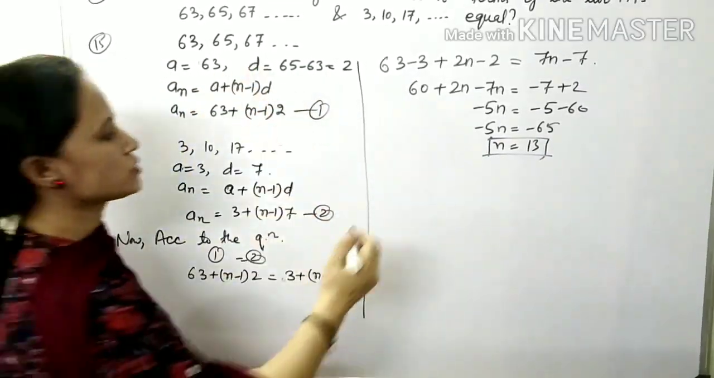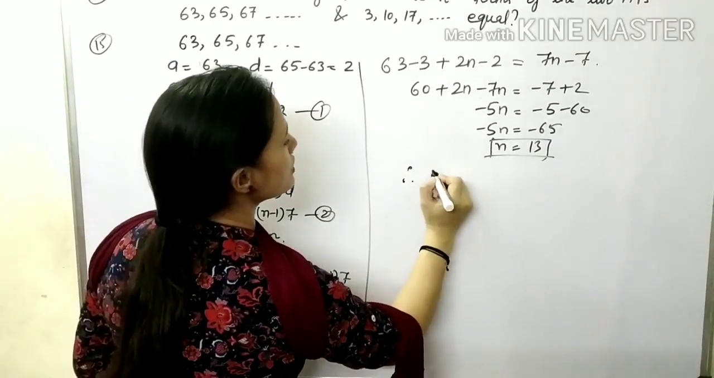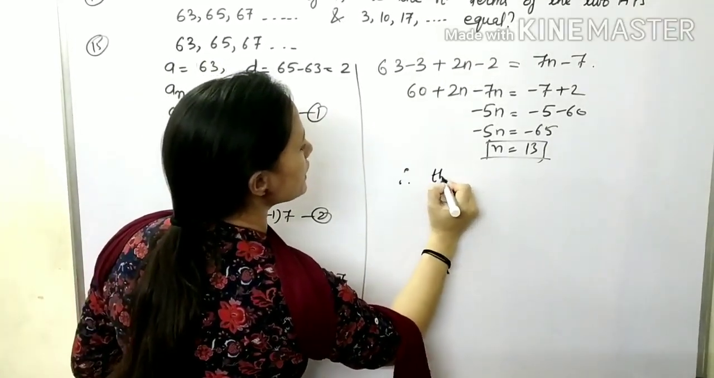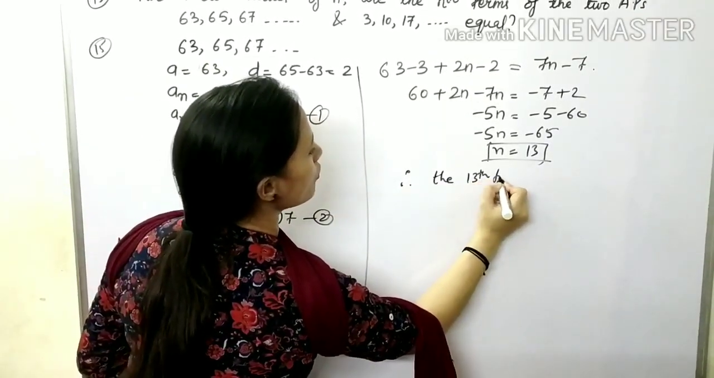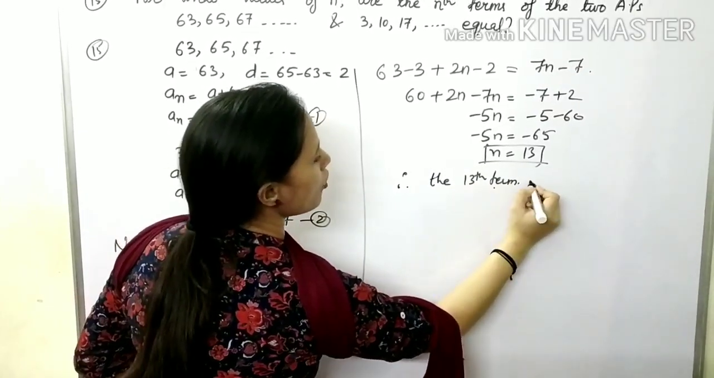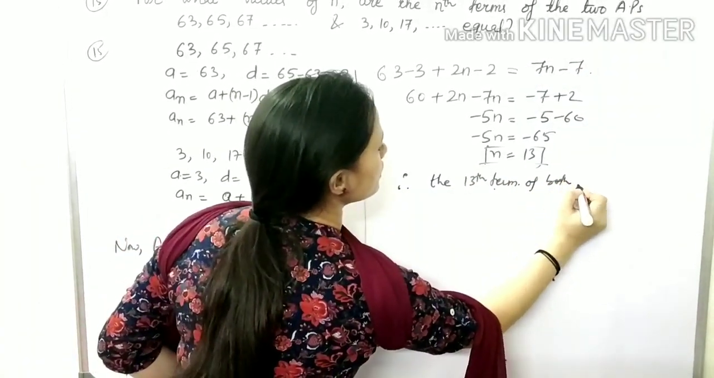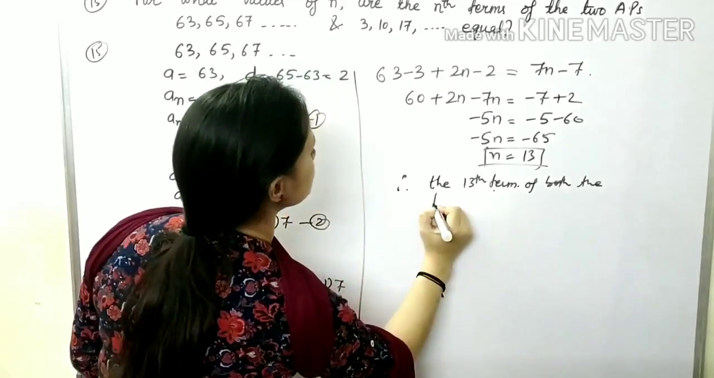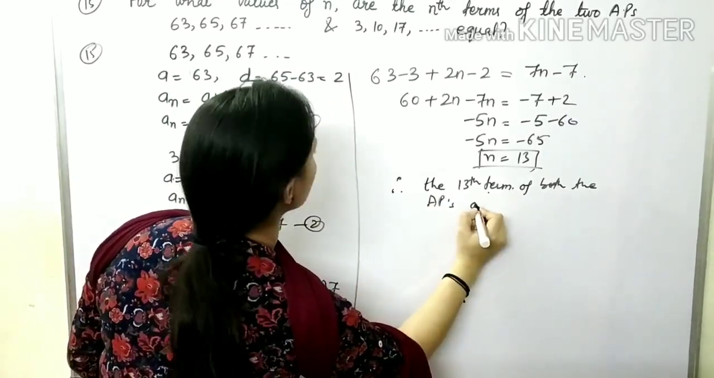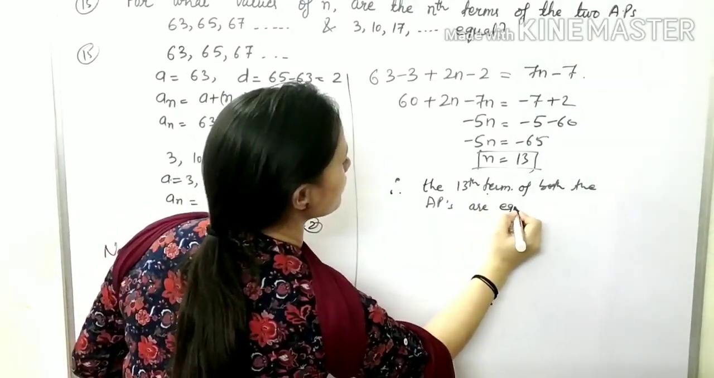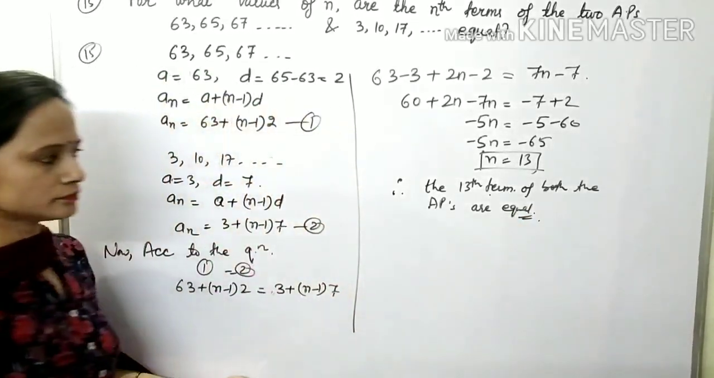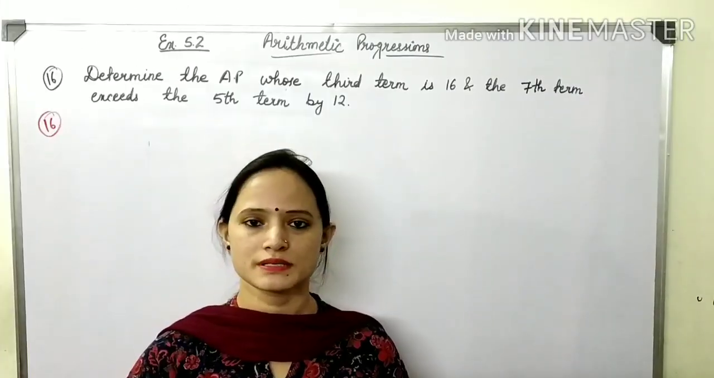Now this is what the question was. We had to find the value of n. So the 13th term of both the APs are equal.